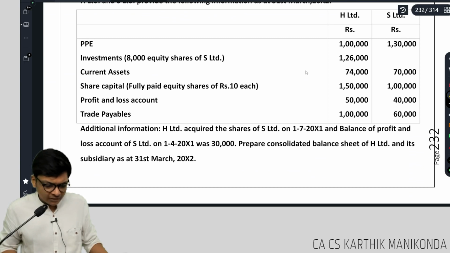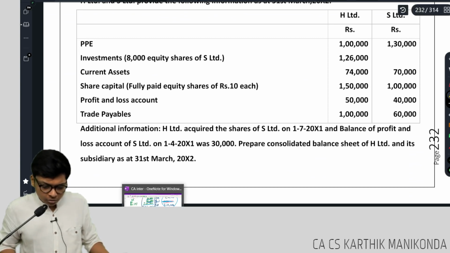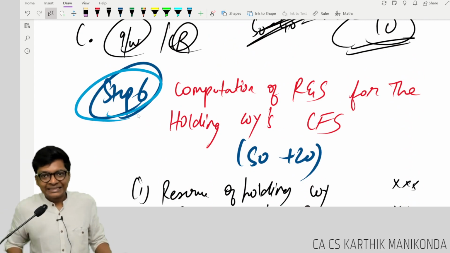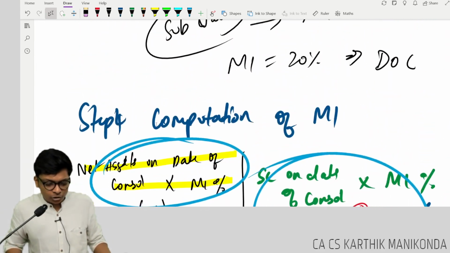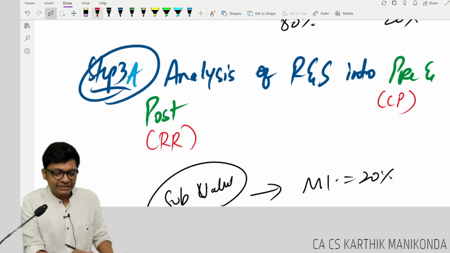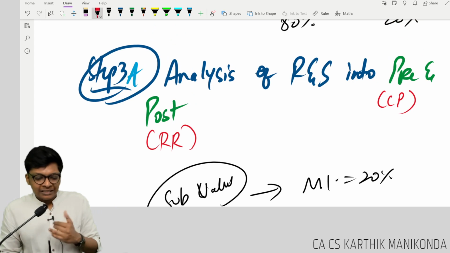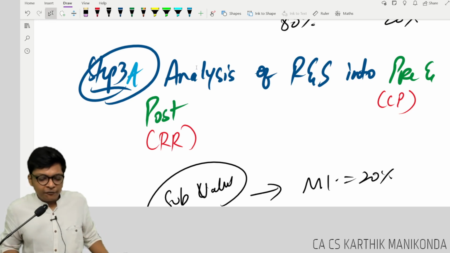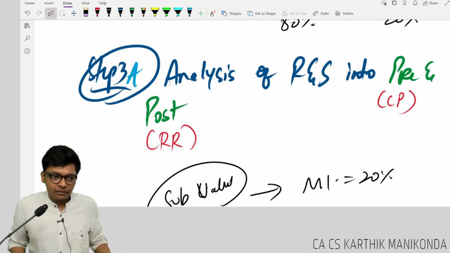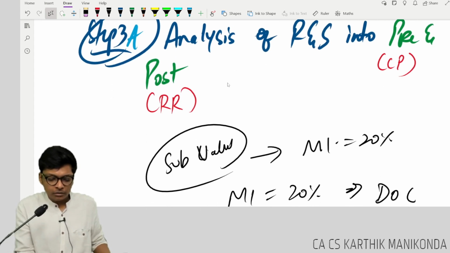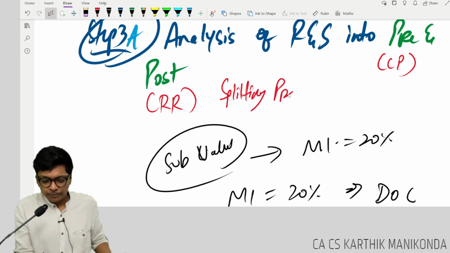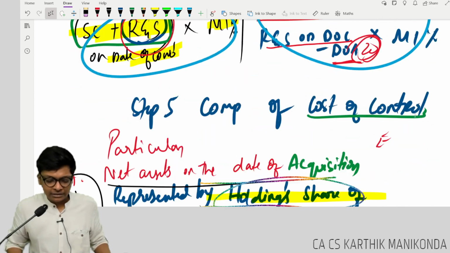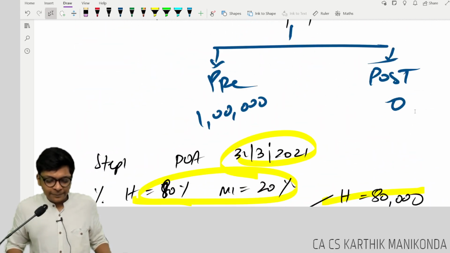That's it. Okay. Now go to your steps. Last is step number 6 you wrote. Please ensure you write step number 3A also. Step 3A. What is step 3A? Splitting of pre and post for holding and minority. Okay. Step 3A will be splitting pre and post for holding and minority interest. Are you following, guys?